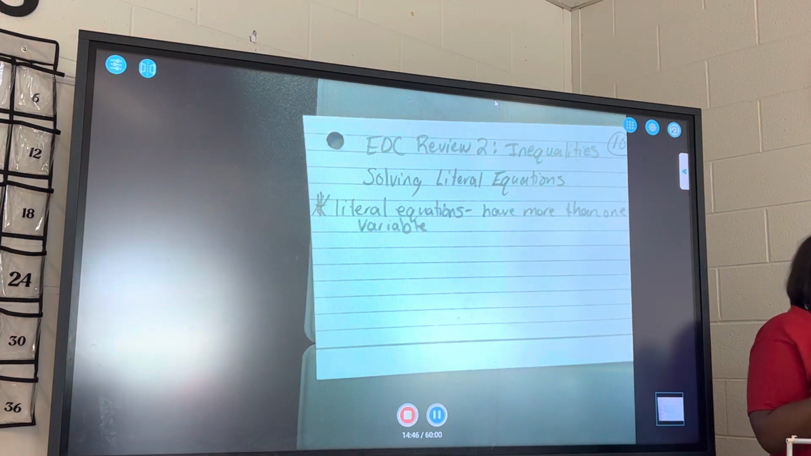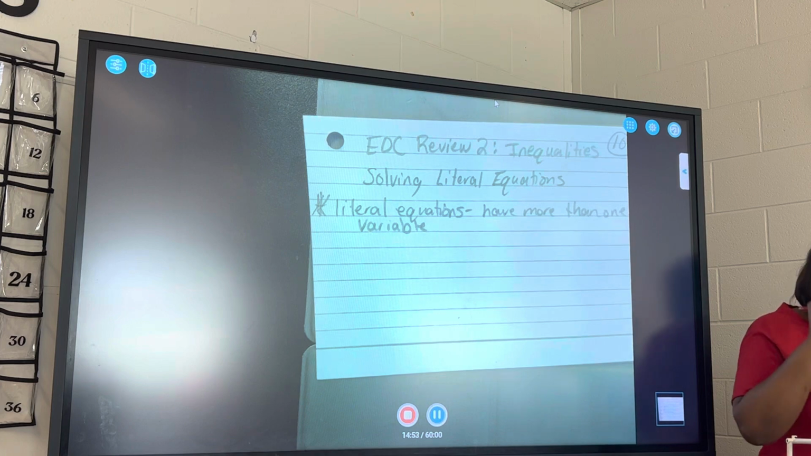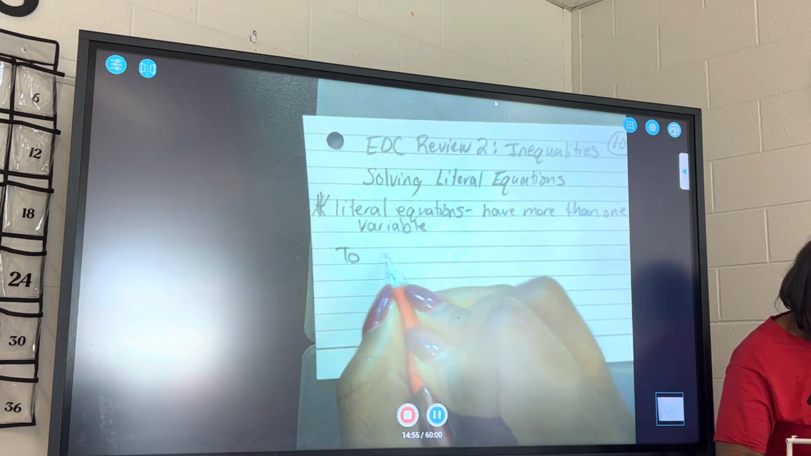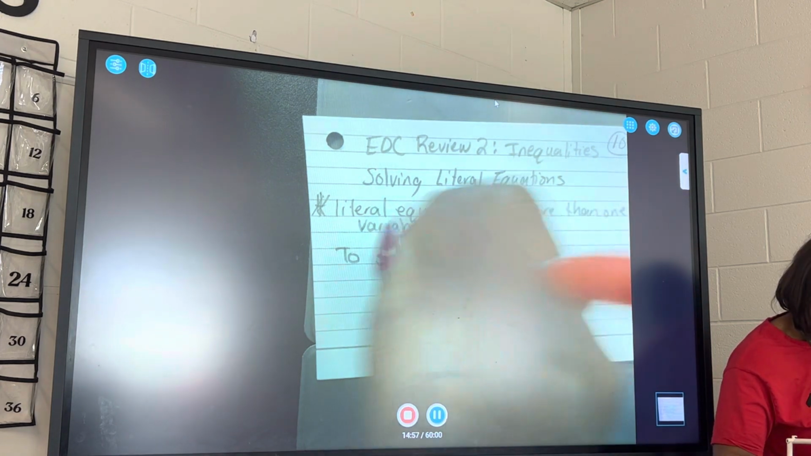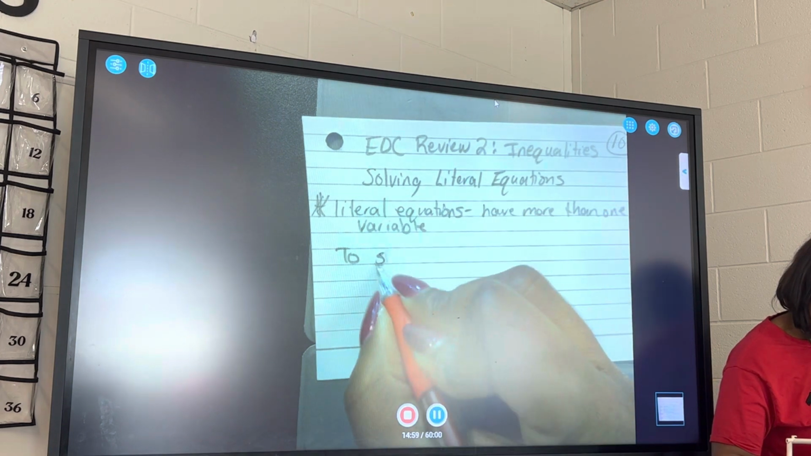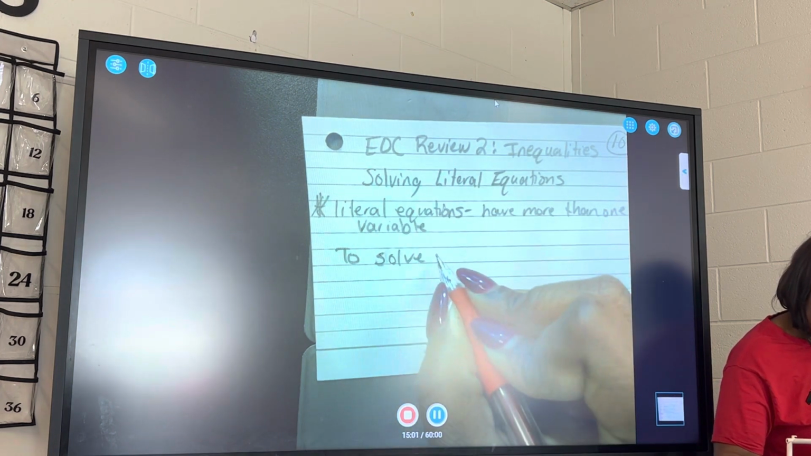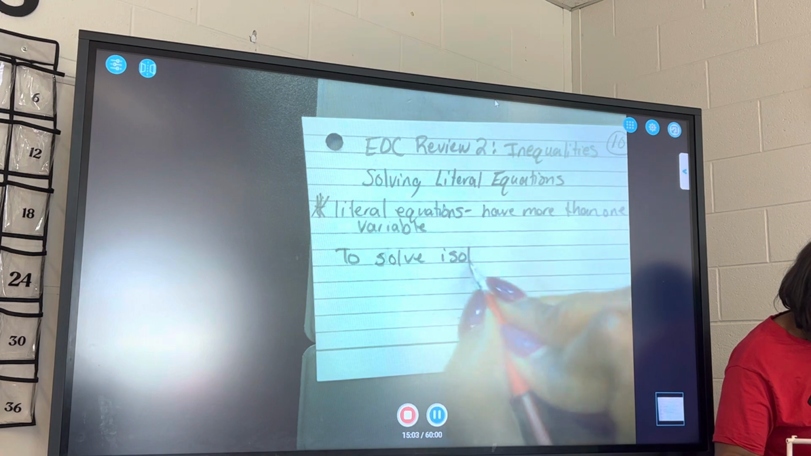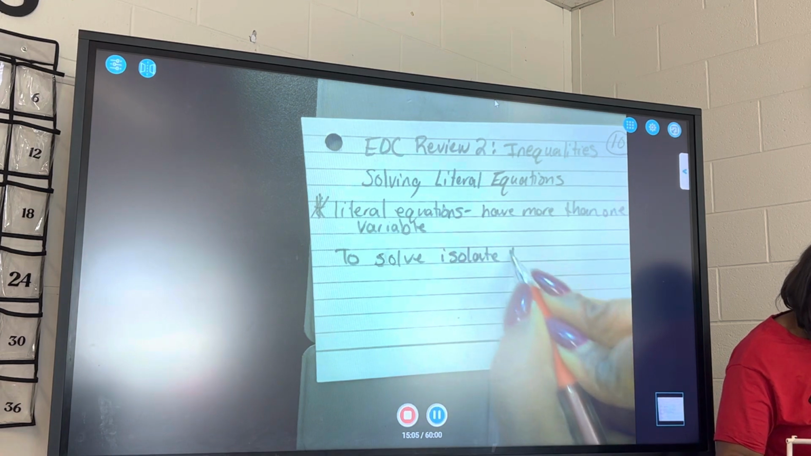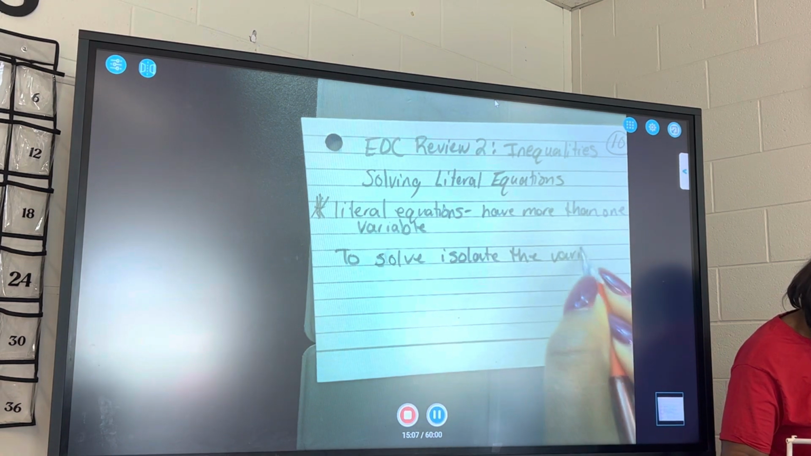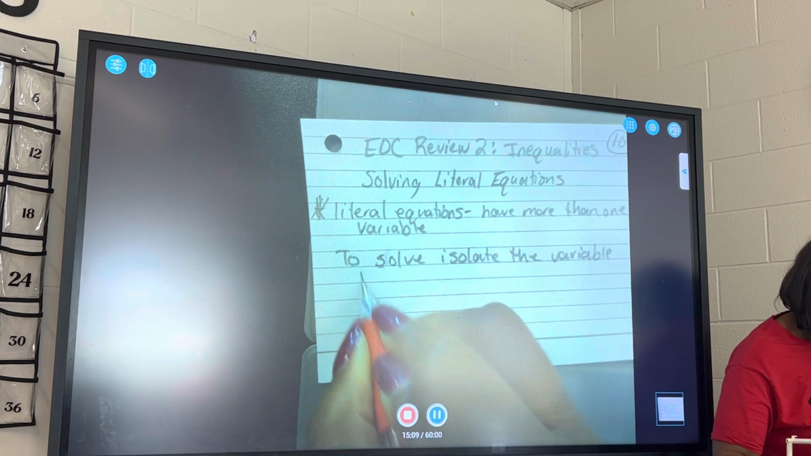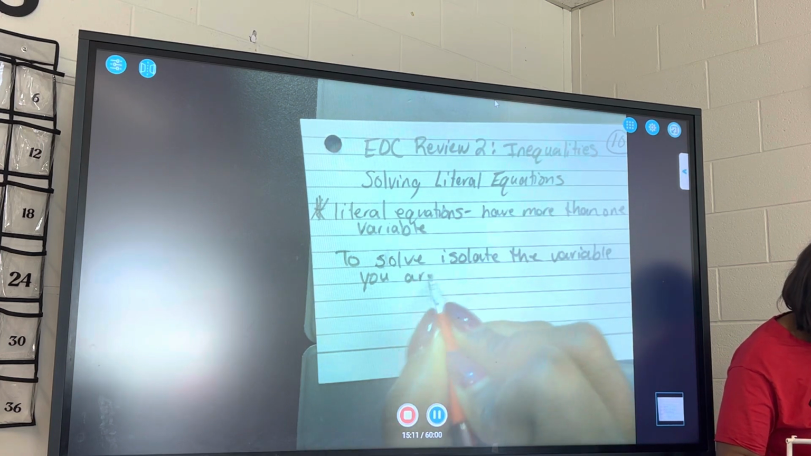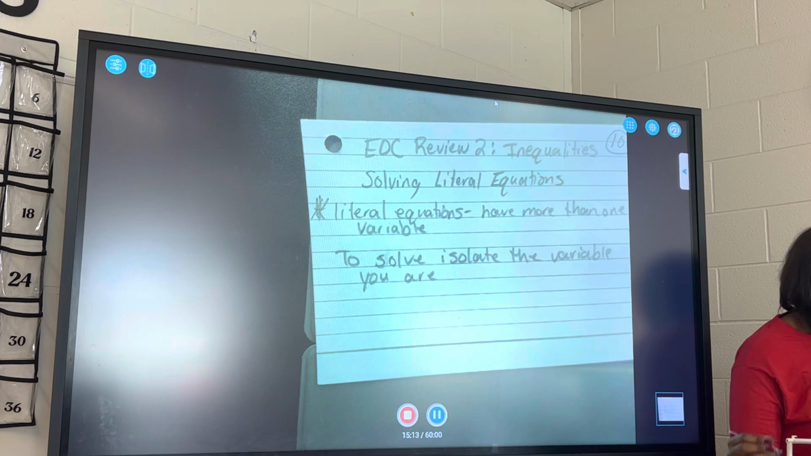In order to solve a literal equation, you isolate that variable. To solve, isolate the variable you are solving for. You're not going to get just a single number. You're going to get an expression as an answer.